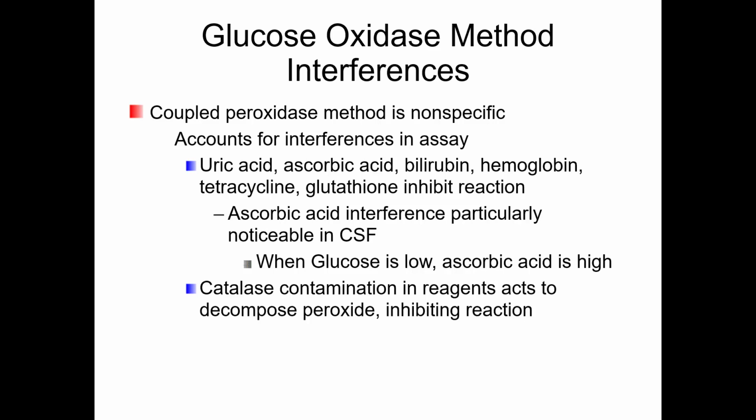Interferences. The coupled peroxidase method is nonspecific and it accounts for interferences in the assay. Uric acid, ascorbic acid, bilirubin, hemoglobin, tetracycline, and glutathione inhibit the reaction. Catalase contamination in the reagent acts to decompose peroxide, inhibiting the reaction.